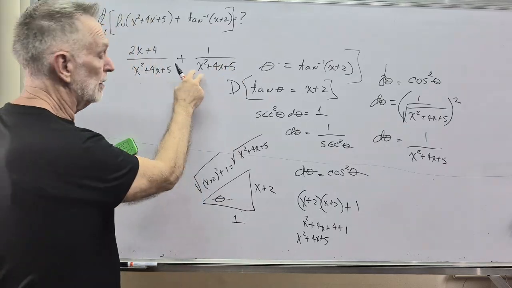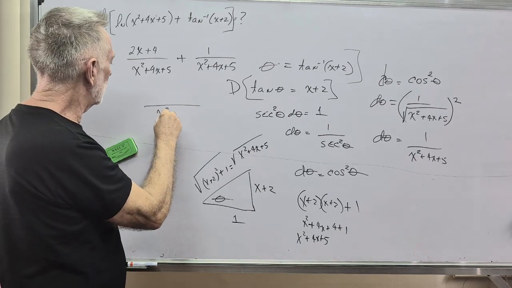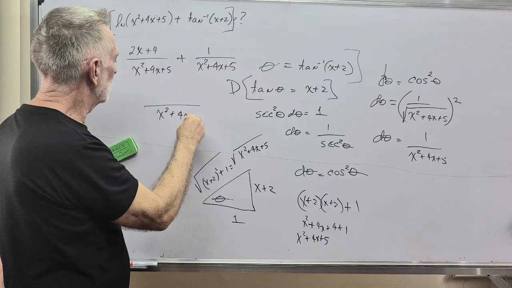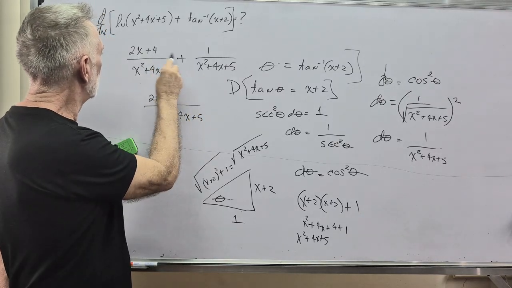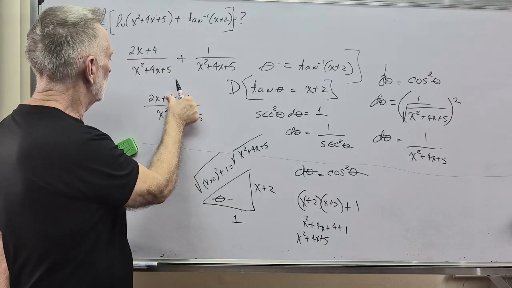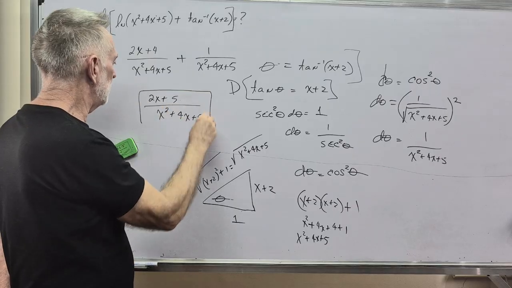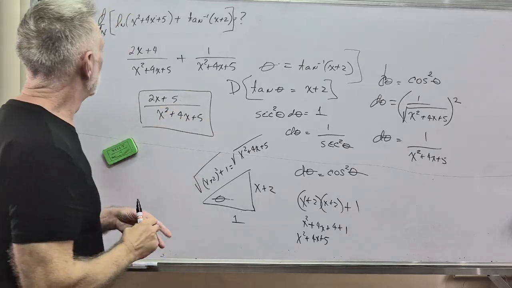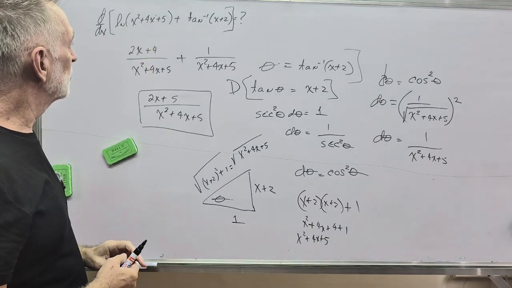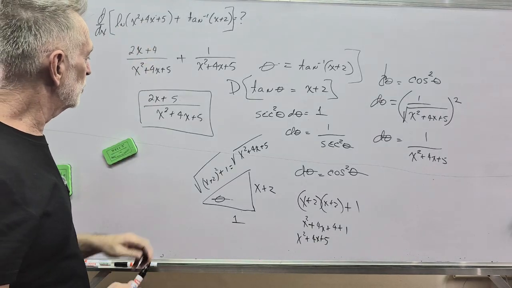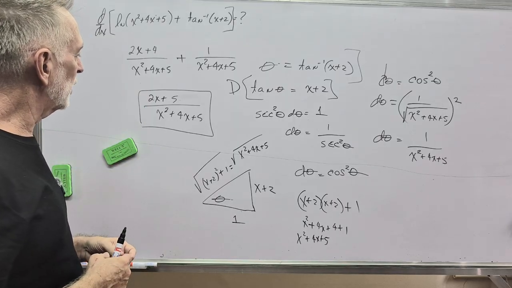Now you'll notice I have a common denominator here. So I have x squared plus 4x plus 5, and that gives me 2x plus 4 plus 1, which is 2x plus 5. So that becomes the derivative of the natural log of x squared plus 4x plus 5 plus tangent inverse of x plus 2. We ended up with 2x plus 5 over x squared plus 4x plus 5.